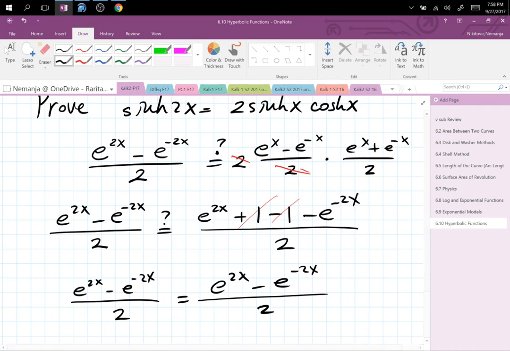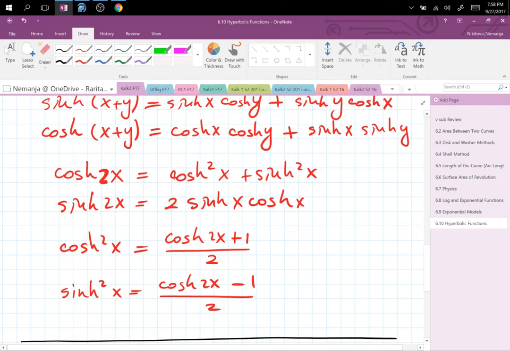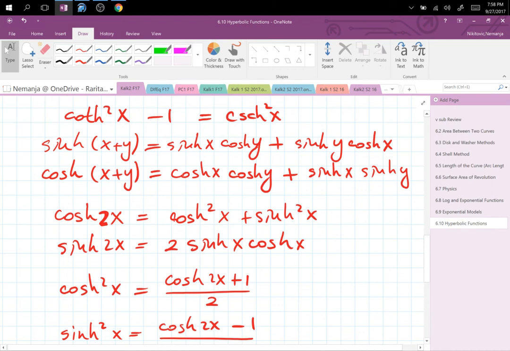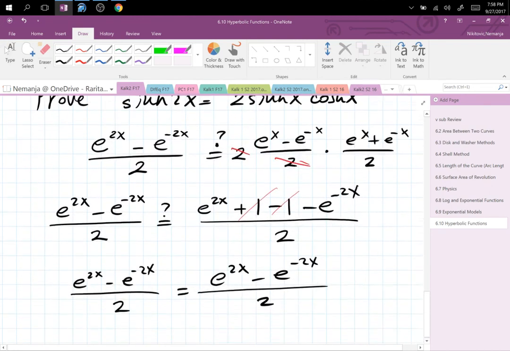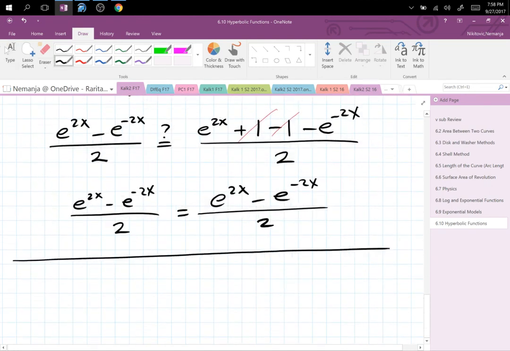Do you have another formula that you would like to try? Pick obviously what you don't like at all, because I will work it out 100%. Can we do the second one? Minus tangent hyperbolic squared x. Okay, let's go with that one. Now I want you to try on your own. So prove 1 minus tangent hyperbolic squared x is equal to secant hyperbolic squared x.